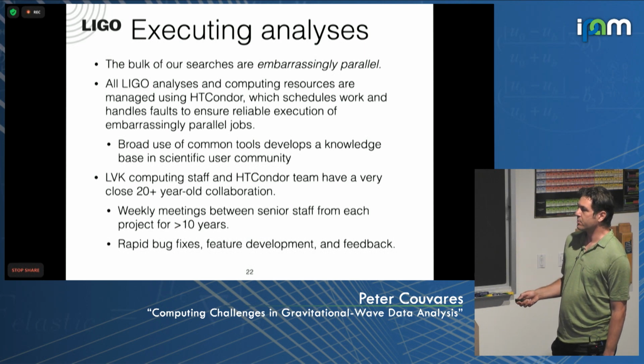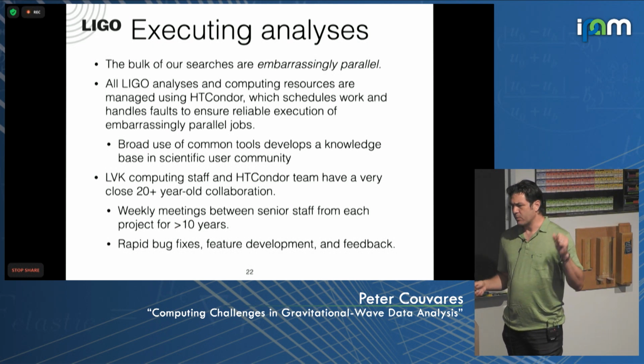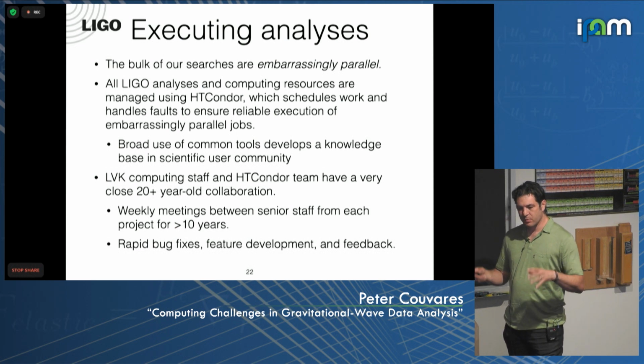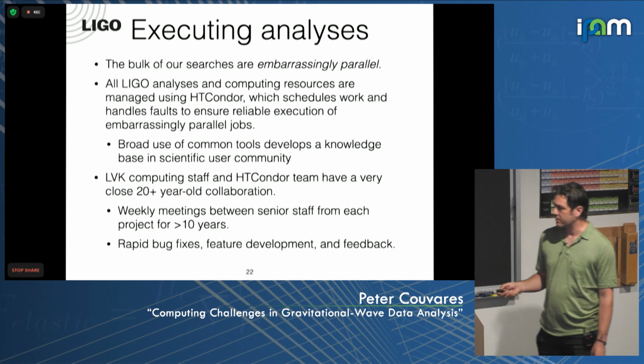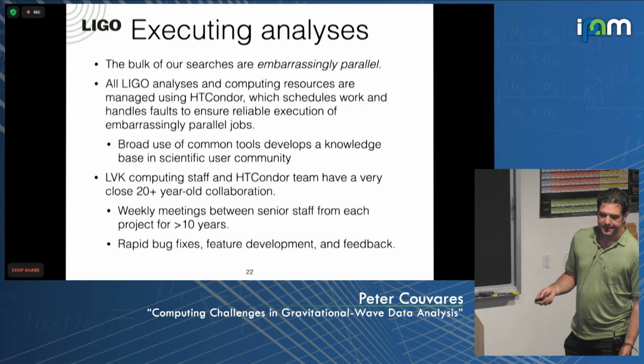All of our analyses and computing resources are managed using HTCondor. There is an asterisk there. There's some, for lack of a better word, sort of legacy resources that came in through Virgo that are still running their own local batch systems. But everything that we support sort of formally, centrally through LIGO computing staff and infrastructure and Virgo computing staff and infrastructure now is managed using HTCondor.